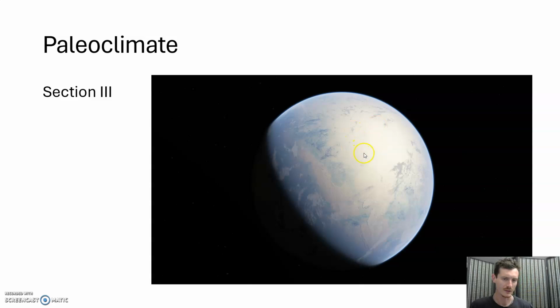So this is a kind of artist rendition of the so-called snowball Earth, right? It's known at least two times in Earth's entire history that it has been totally frozen over. So this is not just like having ice caps or an ice age. This is like everything is frozen, including the surfaces of the entire ocean.